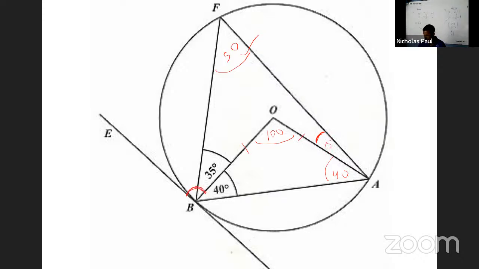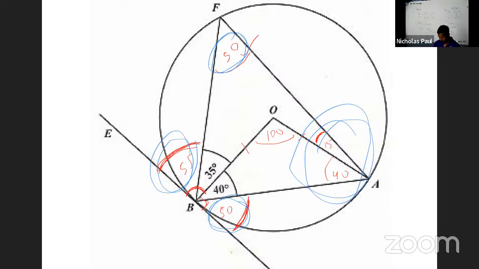How much is here? 90. Tangent meets a radius, 90. So how much is here? 55. And how much is here? Here is 90, so here is 50. That's okay? And watch this here earlier. This is the same as this. Triangle rule. The alternate angles equal. This is the same as this.